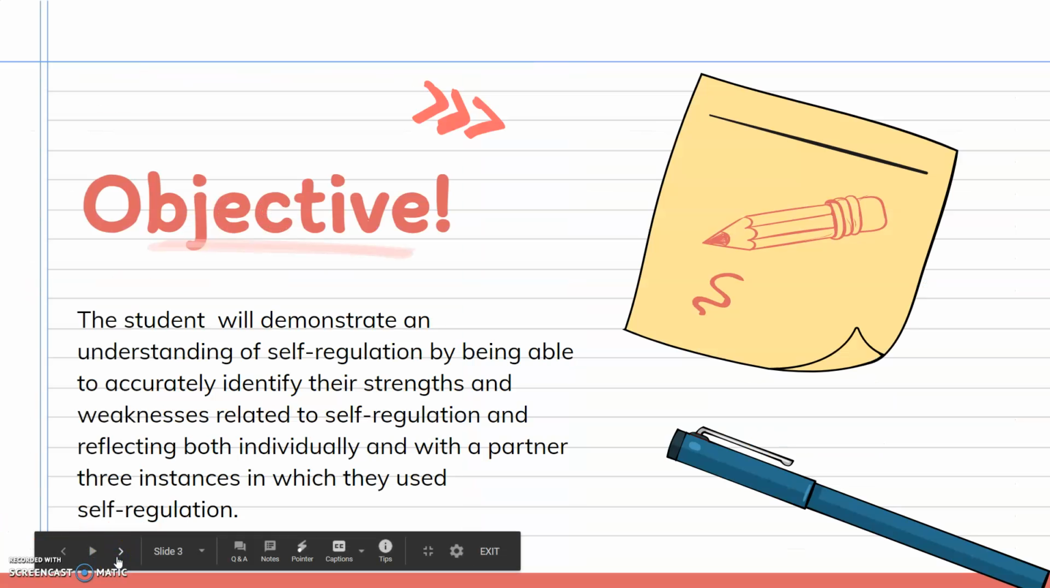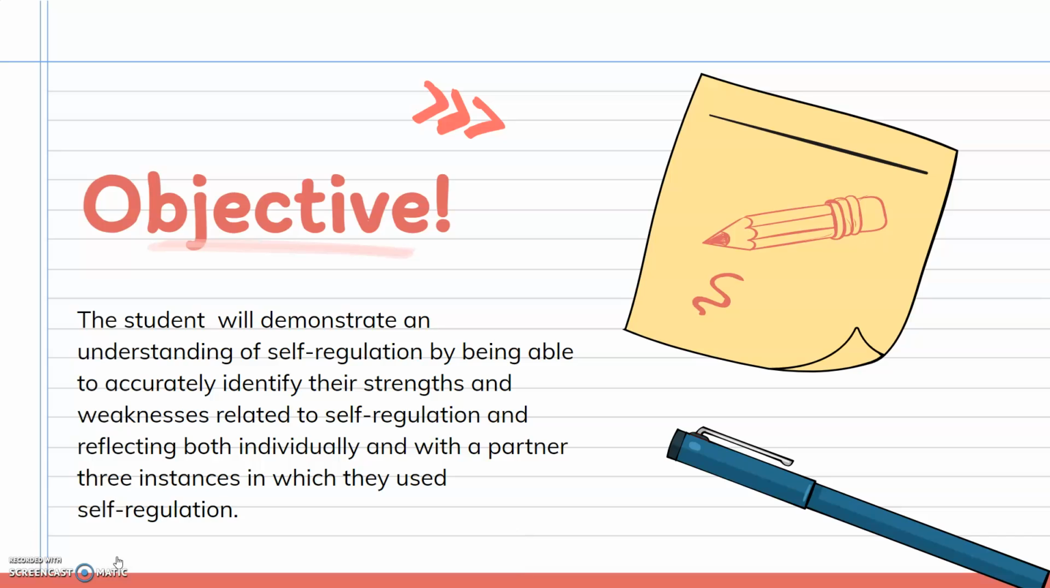Your objective today is the student will demonstrate an understanding of self-regulation by being able to accurately identify their strengths and weaknesses related to self-regulation and reflecting both individually and with a partner 3 instances in which they used their self-regulation skills.